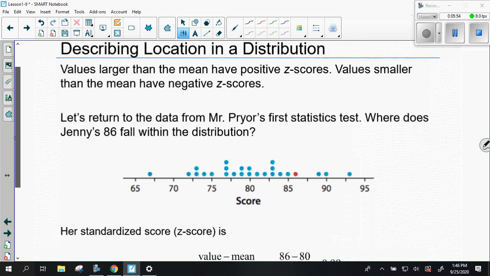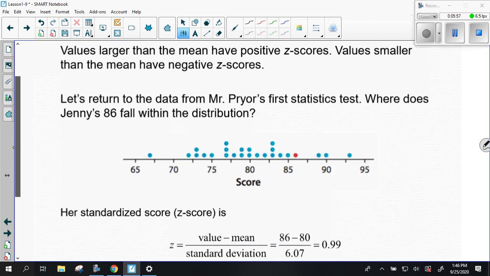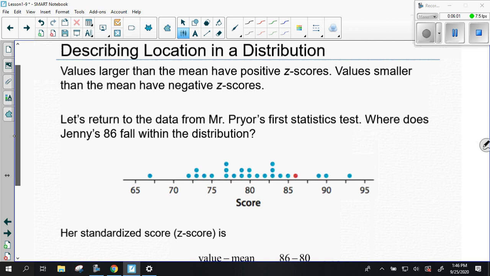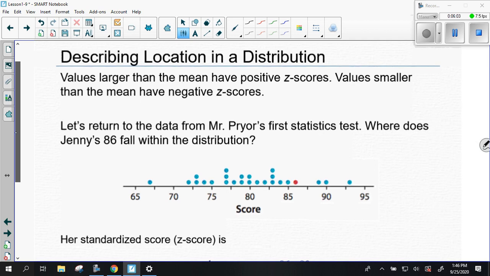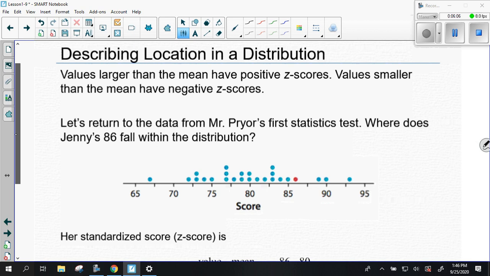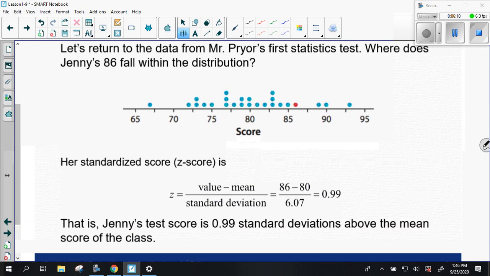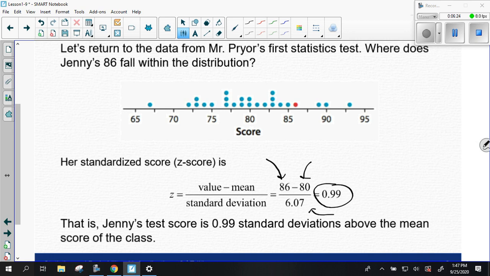So with Mr. Pryor's test, we had Jenny, 86. We can also describe where it falls in the distribution in terms of how many standard deviations away from the mean it is. So the mean score was calculated. This is our mean, and this is Jenny's score. If the standard deviation was calculated, we would divide by that standard deviation, and that would give us a standardized score. So we would say she is about 1 standard deviation above the mean.